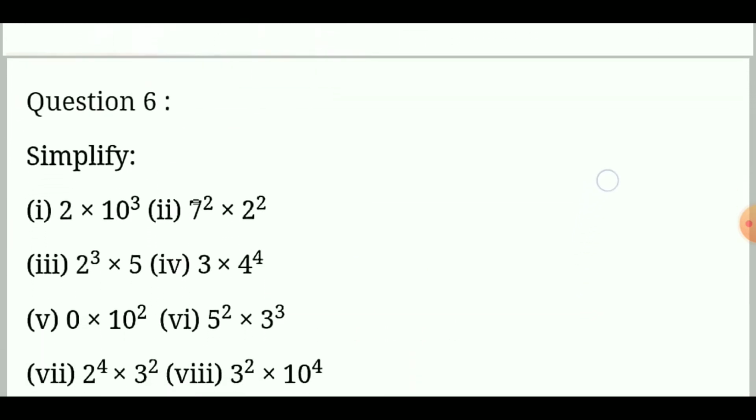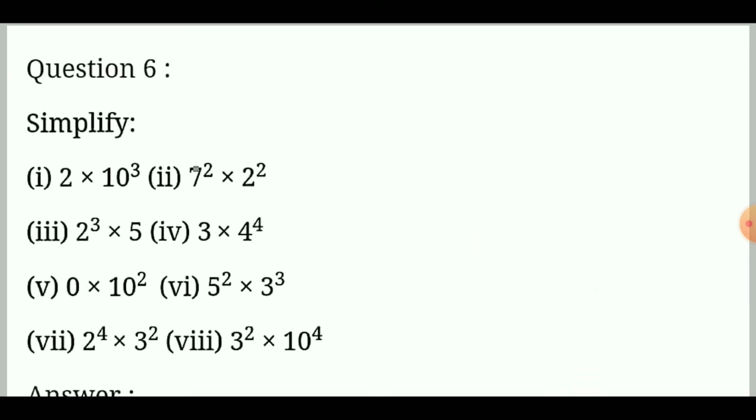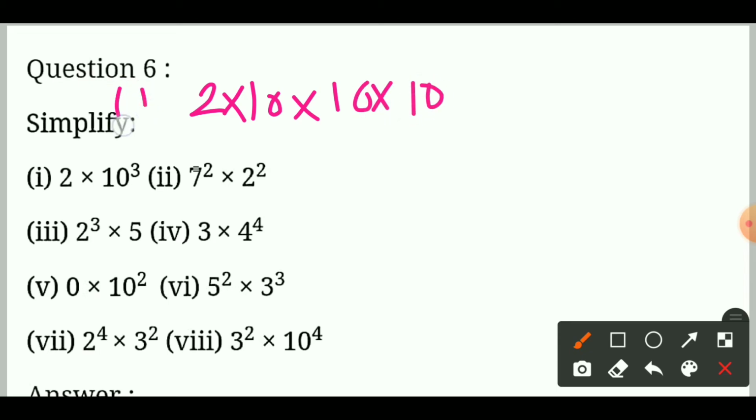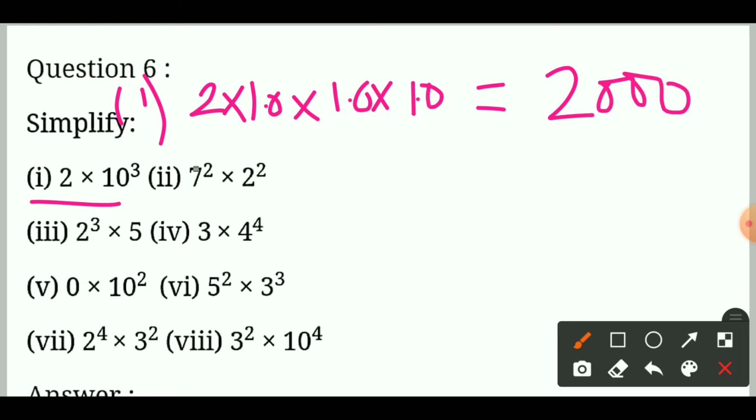Now I'm going to start question number 6. Simplify each of the following. This is also very easy question. What you need to do? 2 and what you have, 10 raised to power 3, means 10 into 10 into 10. Okay, so the answer of this question is 2 1 2 3. 3 zeros will be there. Easy. Simply you have to multiply this.